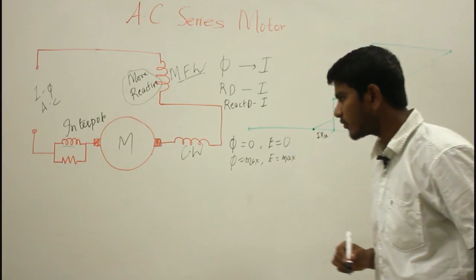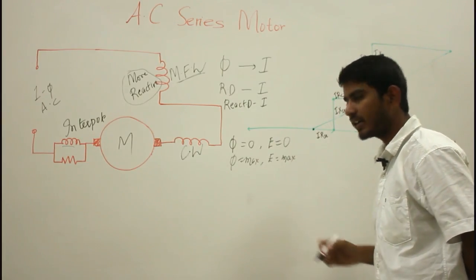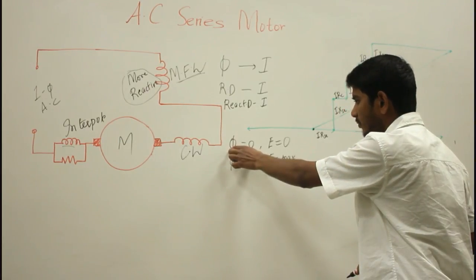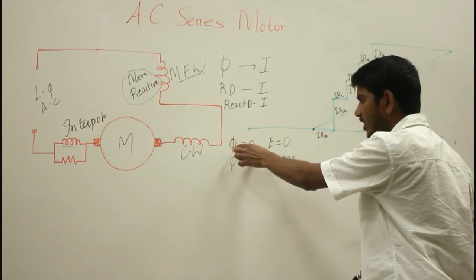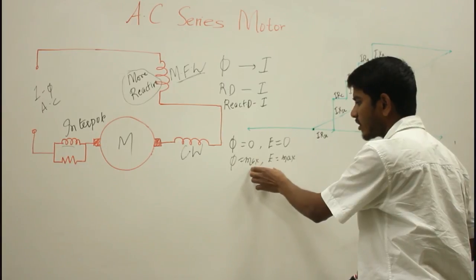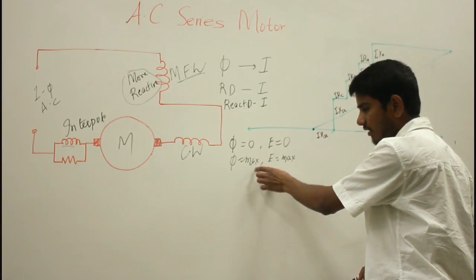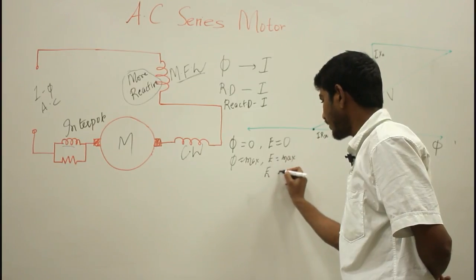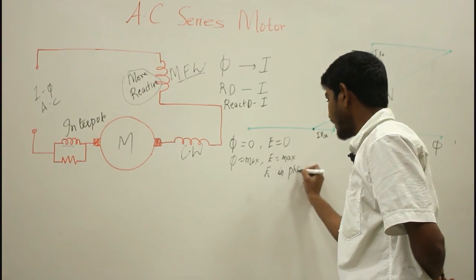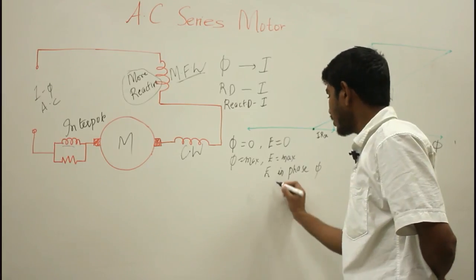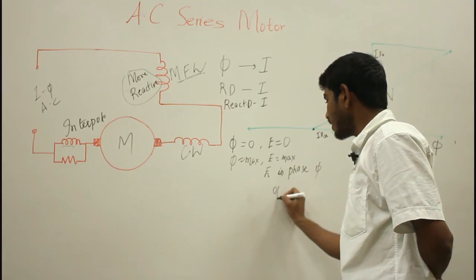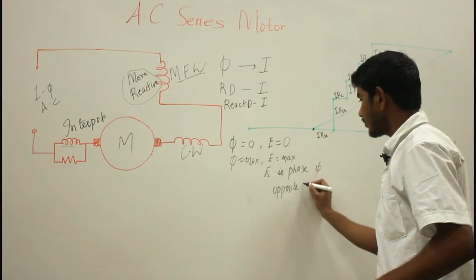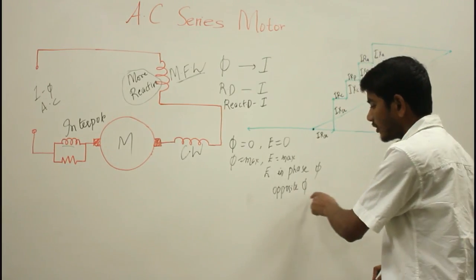So since the graph of the flux phi and the generated EMF cross the 0 point at the same instant, and also they cross the maximum values at the same instant, that means the E can be exactly in phase with phi, or exactly opposite in phase with phi. It may be exactly in phase with phi or opposite to the phase of phi.